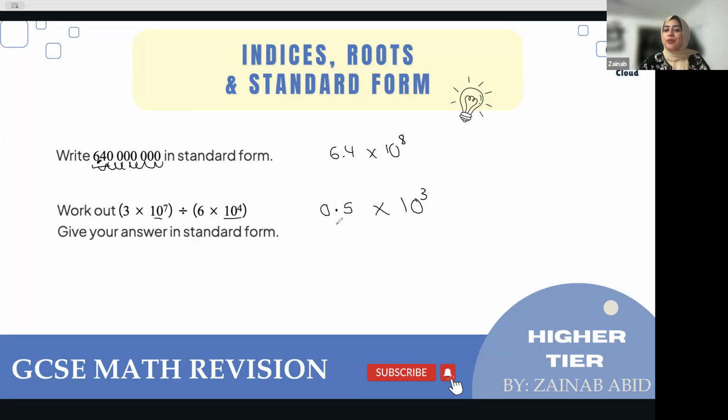But is this in standard form? Is this number between 1 and 9? No, it is not. So we need to times this by 10, and when we times this by 10, we're actually going to divide the power by 10, so it's going to be 10 squared. So the answer here is 5 times 10 squared. Okay, so we'll stop there.